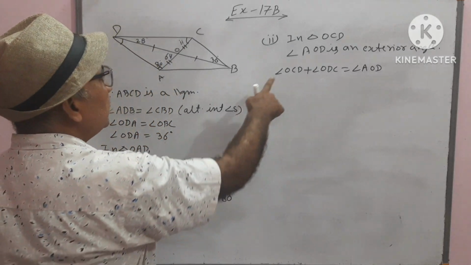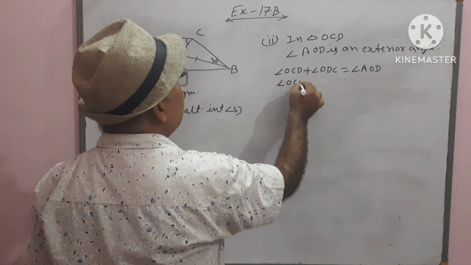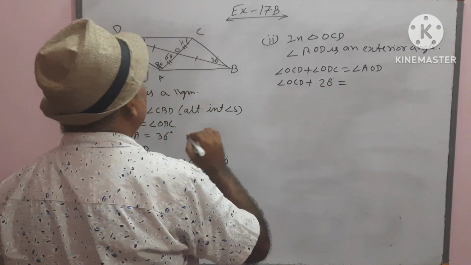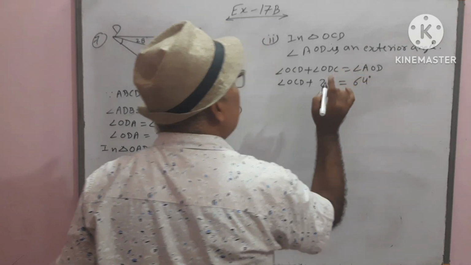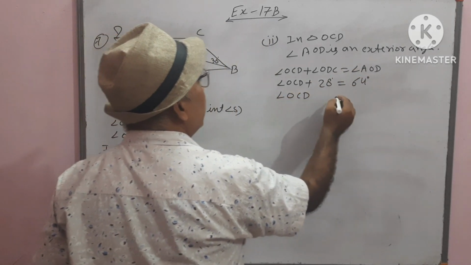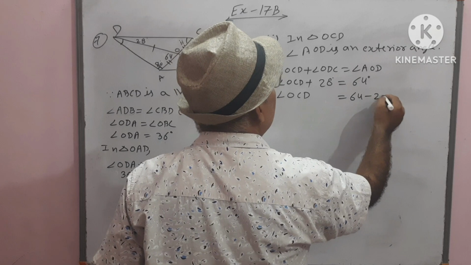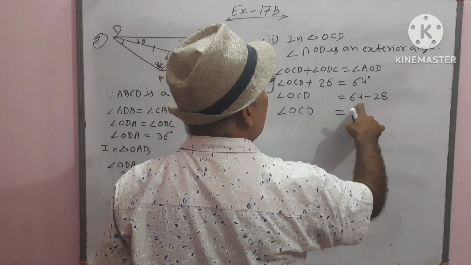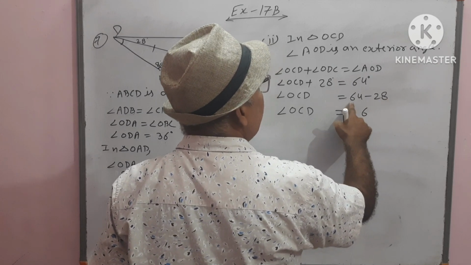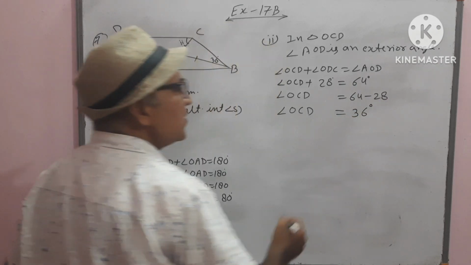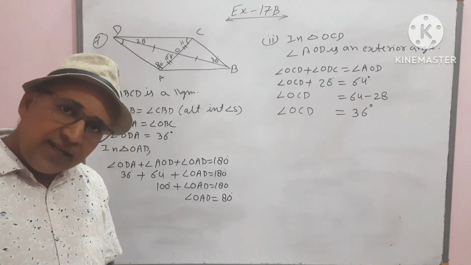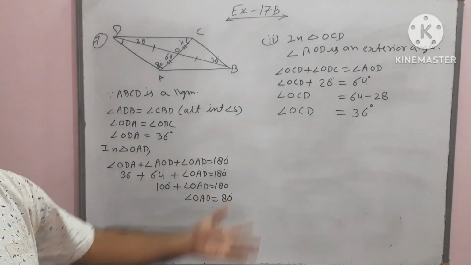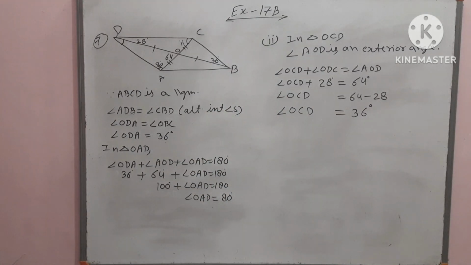Okay, now OCD the question is asking. ODC, 28 degrees, has been given, and AOD, 64 degrees, is also given in the question. That means OCD is equal to 64 minus 28. So OCD is equal to 36 degrees. On the basis of properties, there are other methods also, but this is the easiest method. That is why I have told you. Now watch and note down.